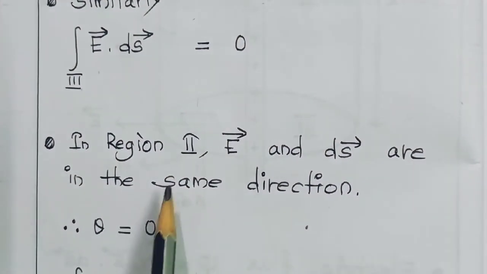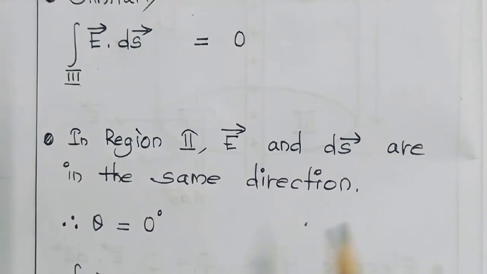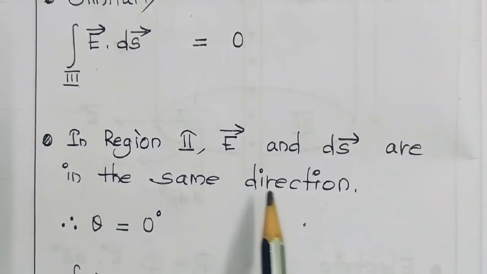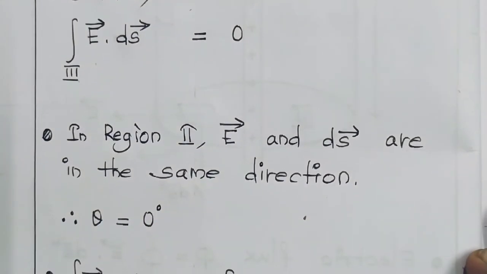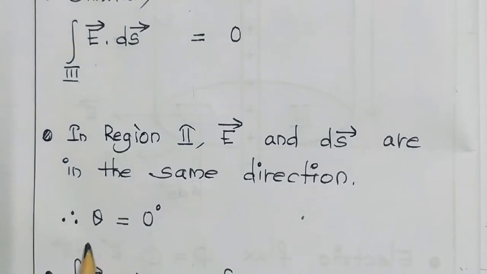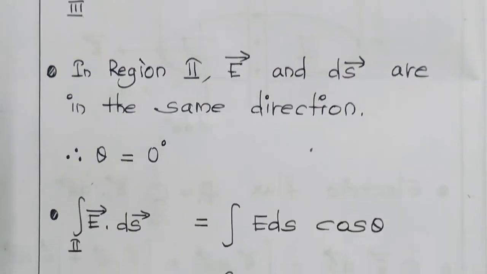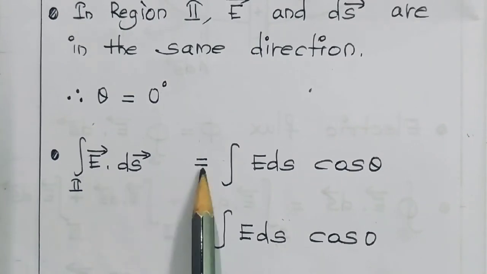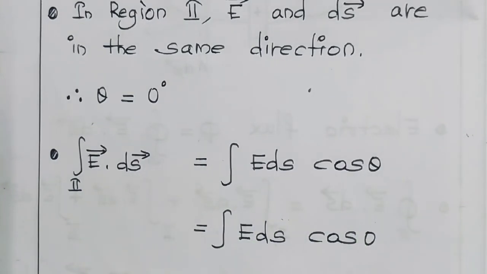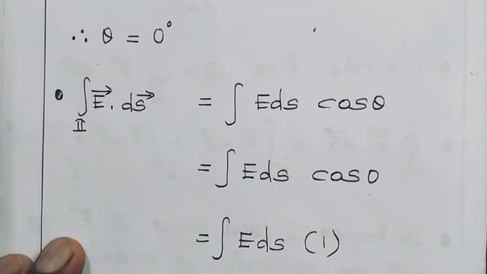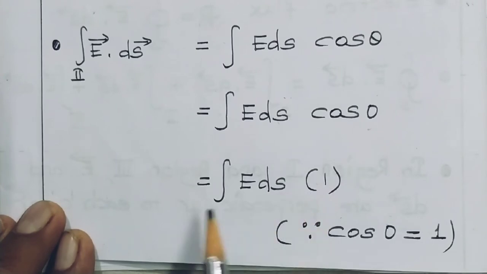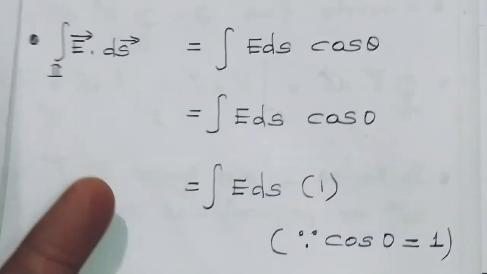In region 2, E vector and ds vector are in the same direction. We have seen it in the diagram. So the angle theta is equal to 0 degrees. So integral of E vector dot ds vector is equal to E ds cos theta. Substitute the value of theta, cos 0. The value of cos 0 is equal to 1. So finally we have got integral of E ds.